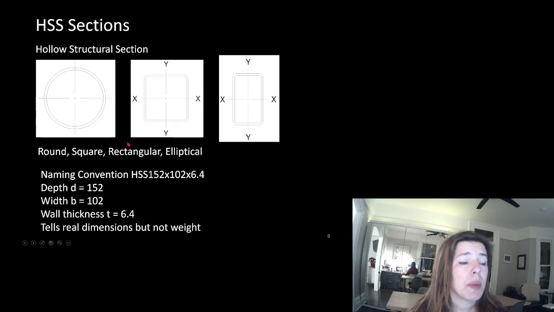Okay, so in the naming convention for an HSS, the depth is D, B is the width, and the wall thickness is T. And you can see that right here in the name. A round HSS wouldn't have this second dimension here. So it would be HSS 152 by 6.4. You can tell it's round because it's only got the one dimension.